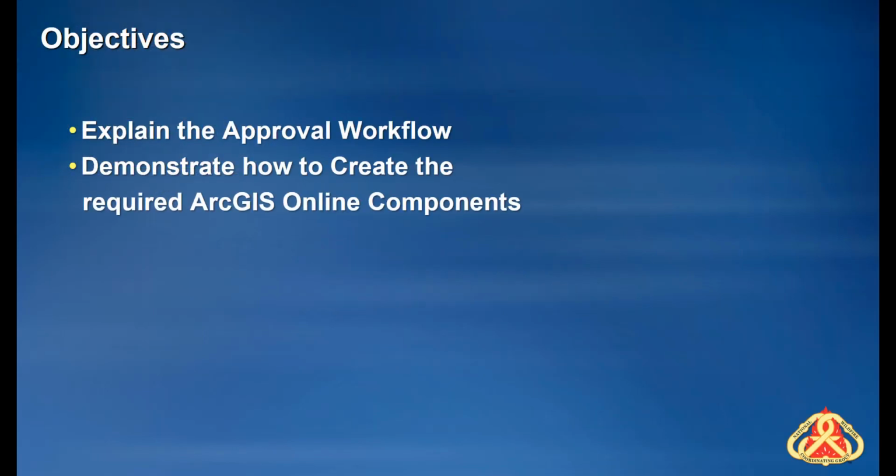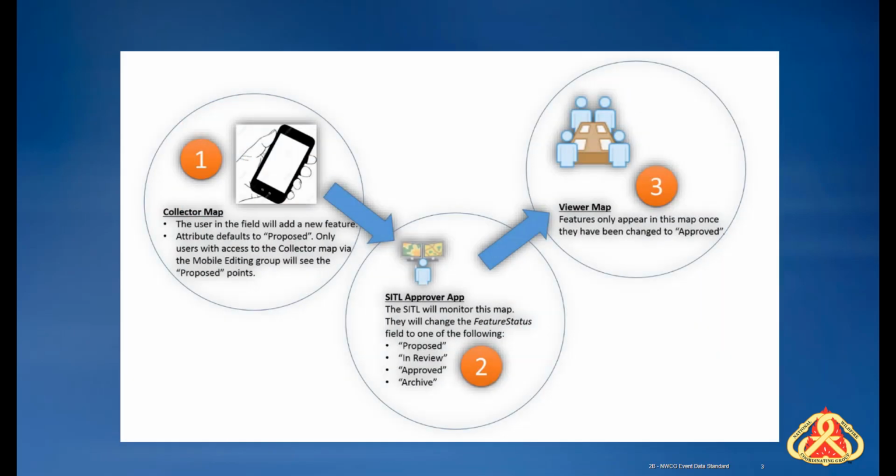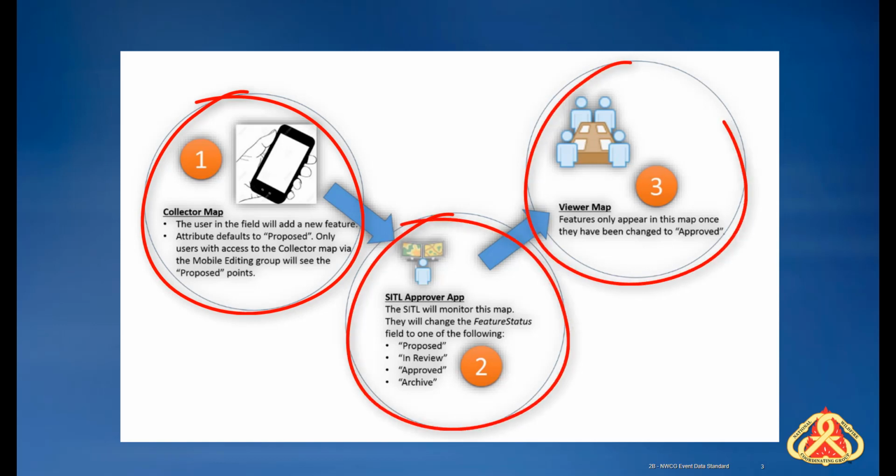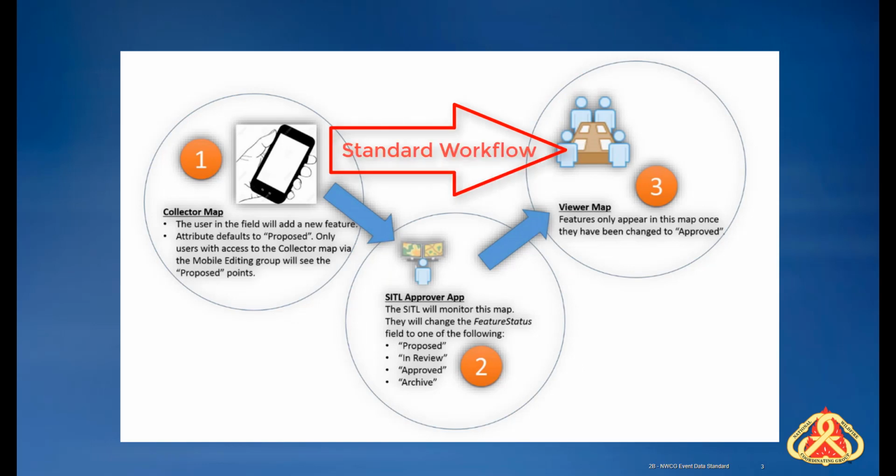Our objectives for this video are to explain the approval workflow and demonstrate how to create the required ArcGIS Online components. The approval workflow provides a structure for ensuring that each new feature is reviewed and approved prior to being displayed. It consists of three parts: the collector map, approver app, and viewer map, as opposed to the standard workflow discussed in the GISS introductory class, where features collected in the field are immediately visible in the viewer map.